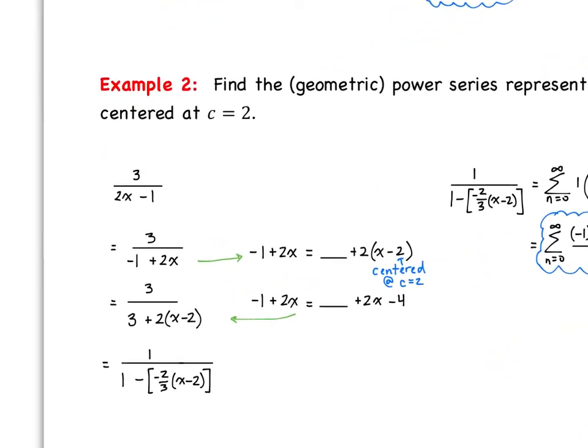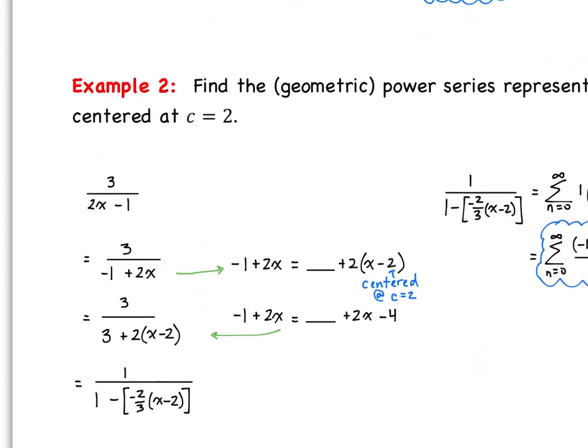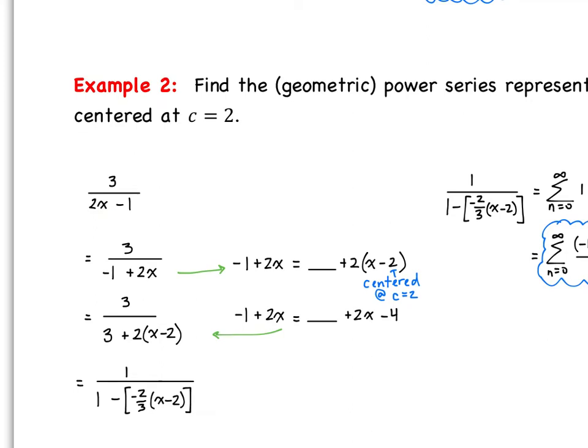Well, let's go ahead and get this 3 over 2x minus 1 in the form a over 1 minus r. Okay, so the first thing I do is rearrange, right? 3 over negative 1 plus 2x. But keep in mind, it says centered at c equals 2. So this portion here, I'm going to rewrite as this over here, all right? So I have to be centered at 2. So that's this x minus 2 portion.